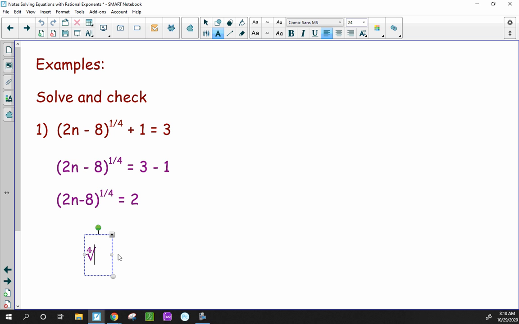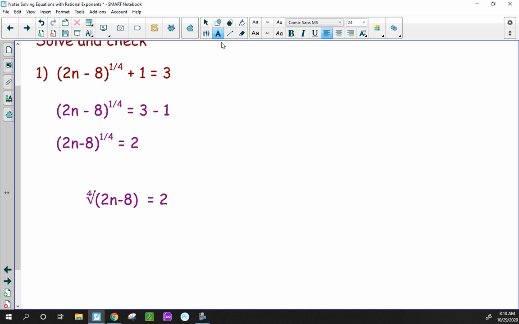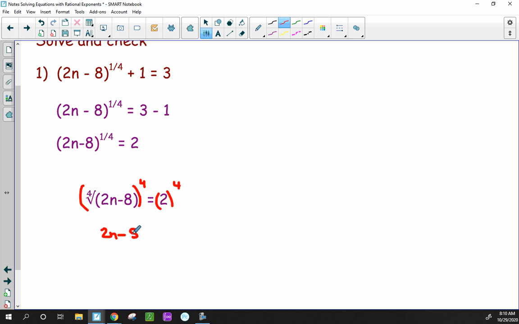So it could be the 4th root of (2n minus 8). It's a good idea for you to remember to use parentheses there. And then when you get to that step, you've changed the fraction power into a radical. Then you are ready to follow the other steps from the past. If it's a 4th root, you're allowed to raise both sides of the equation to the 4th power. That's going to leave you with 2n minus 8 is equal to 16.